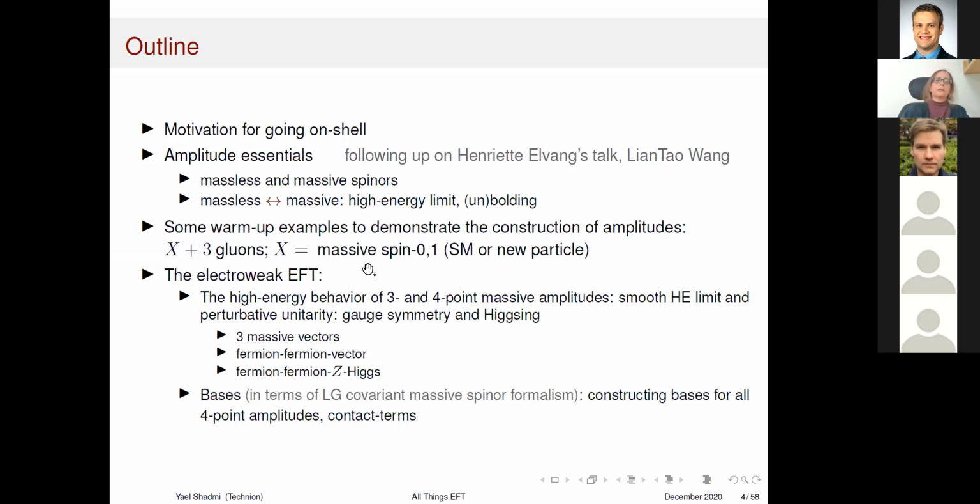And then we'll turn to the Electroweak EFT. So there we'll consider some examples. We'll look at the high energy behavior of some massive amplitudes and talk about their high energy limits and the relation to perturbative unitarity, and see some elements of the gauge symmetry emerge and of Higgsing. And then in the last part of the talk, I'm going to turn to basis, which is how we construct bases for these amplitudes, and talk a little bit about that.